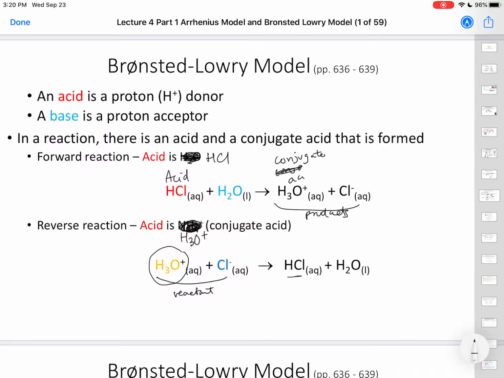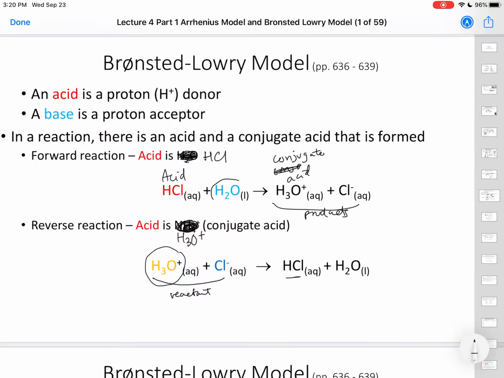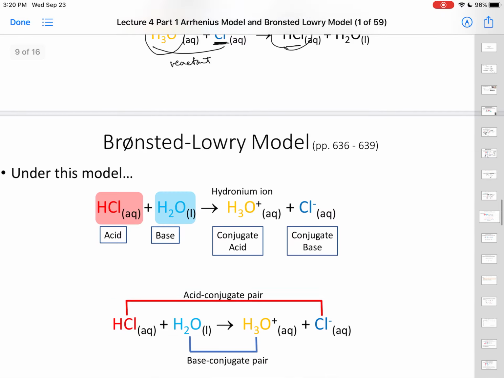Conjugate acid. Okay? And in fact, this is your base, and this is going to be your conjugate base. Why is this the conjugate base? It's because Cl minus is a proton acceptor. It accepts an H from H3O plus to form HCl, so it is the conjugate base.